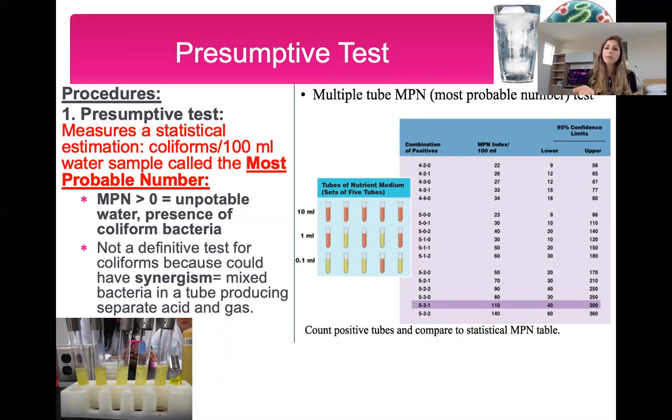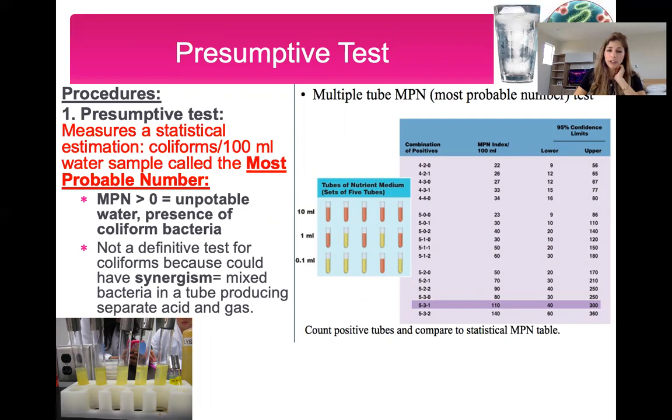So if you are a microbiologist working for a water company, and this is a great job if you end up doing this job, if you determine that the MPN of a water source, like a swimming pool or anything else, is above 0, you tell that community that that water has coliforms in it, so it's not drinkable.